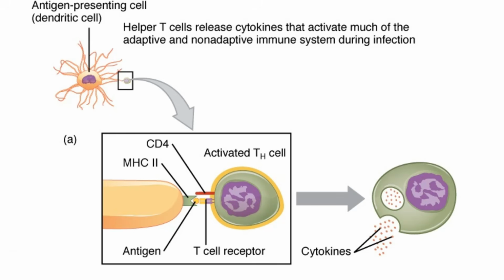And when that happens, the two together cause activation of the helper T cell. There's a signal that's released from the antigen-presenting cell that actually causes the activation of the helper T cell here. And when the helper T cell is activated, it's then going to start releasing cytokines to help activate other cells, which is where the name helper T cell comes from.